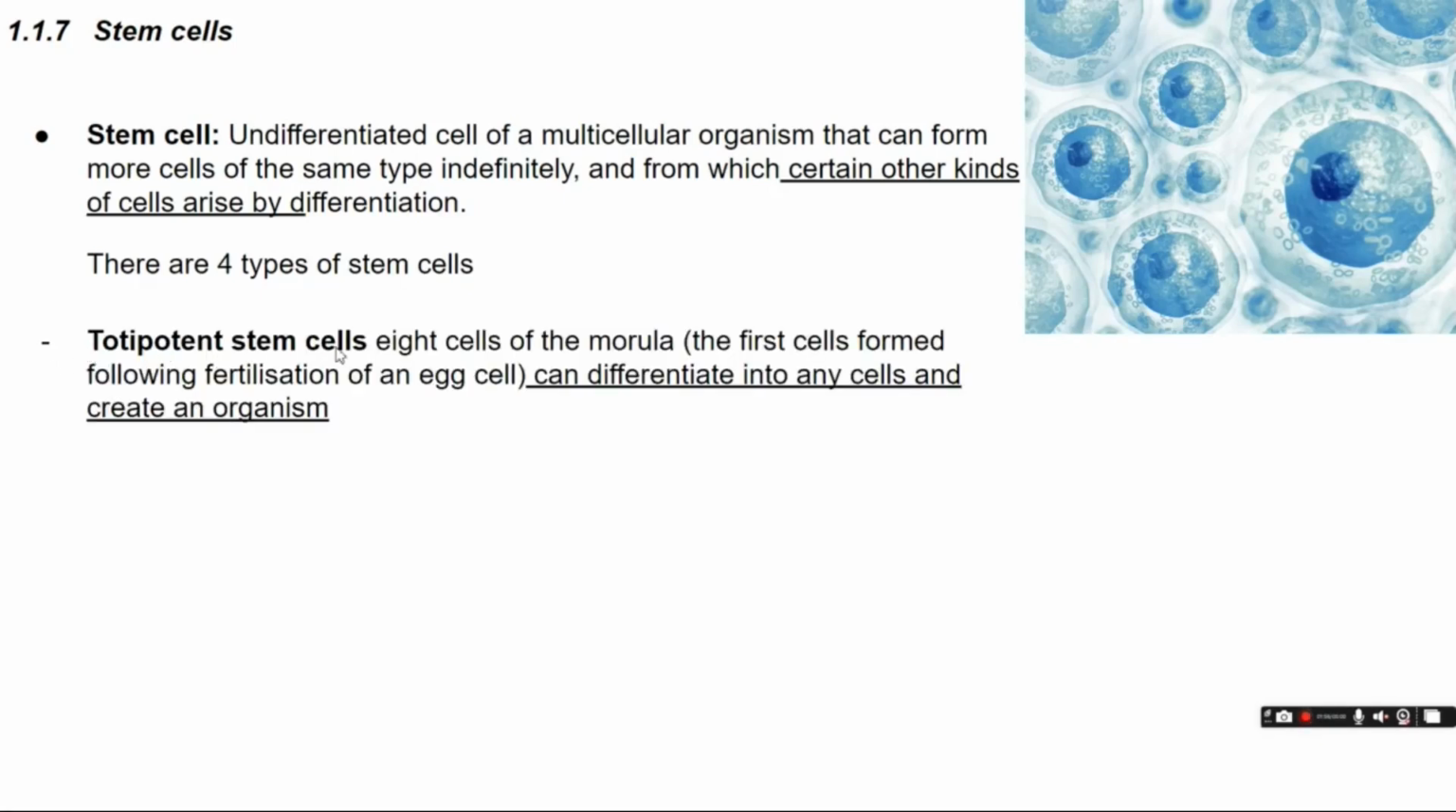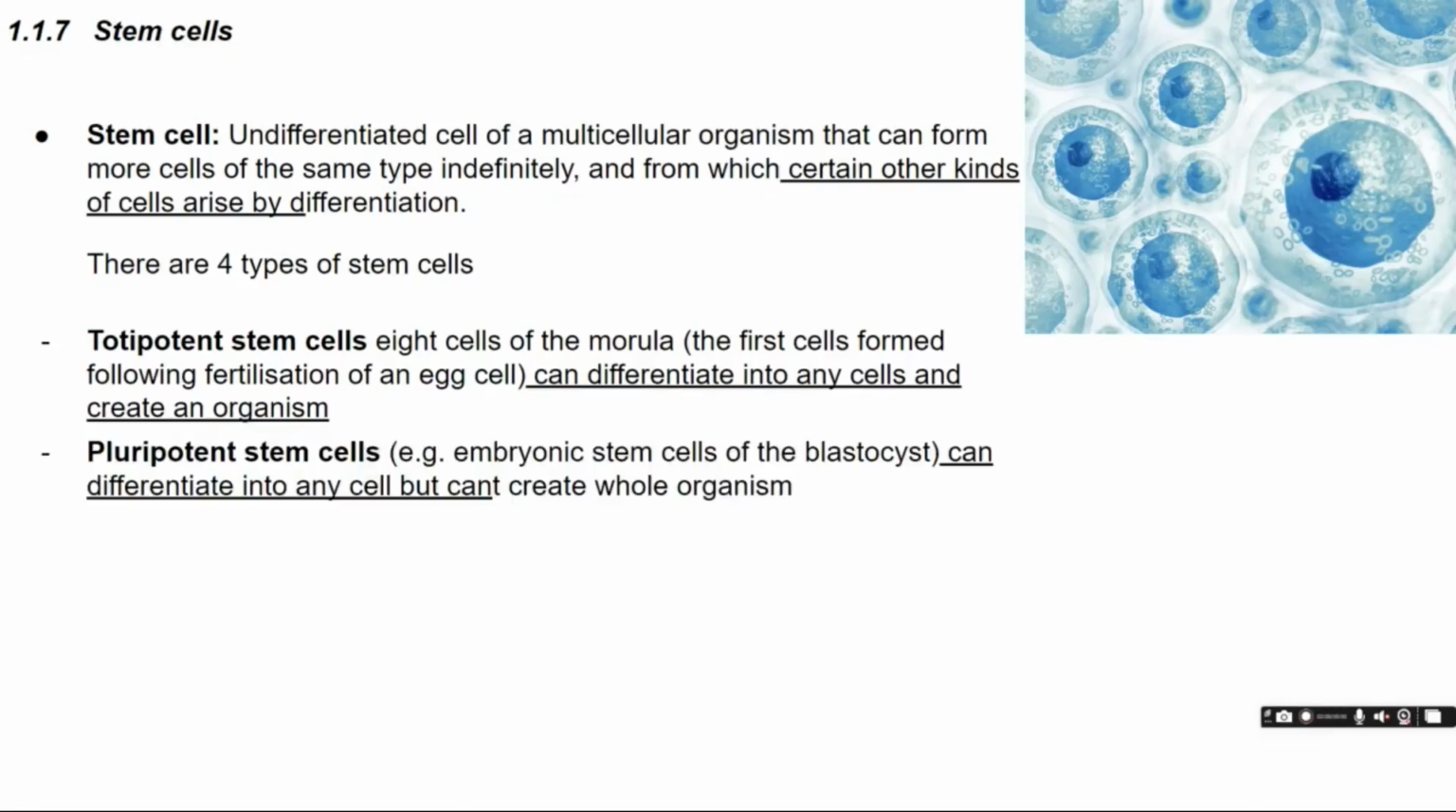The most unspecialized type is totipotent stem cells, which are the eight cells of the morula, which are the cells following fertilization of an egg, and they can differentiate into any cell and give rise to and create an entire organism. The second type is a pluripotent stem cell, which can differentiate into any cell, but they can't create a whole organism. An example of that would be embryonic stem cells.